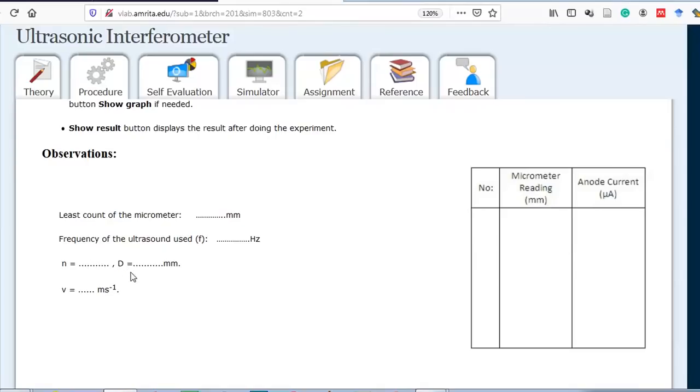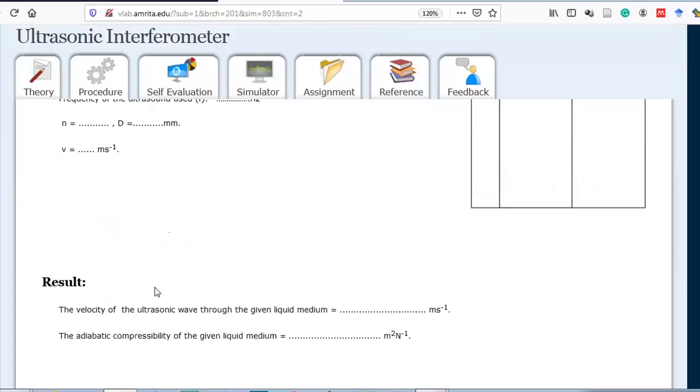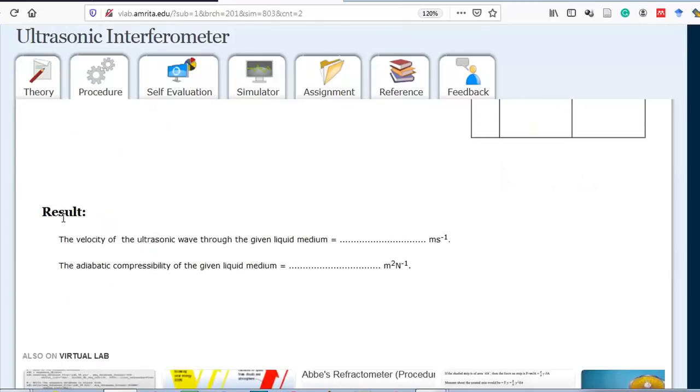The value of d you have to note down from the readings part, and then for the velocity, you apply the formula v equal to f lambda, and you can get the answer for this velocity. Okay, so this is nothing but simple. And at the last you need to write the answers or result.